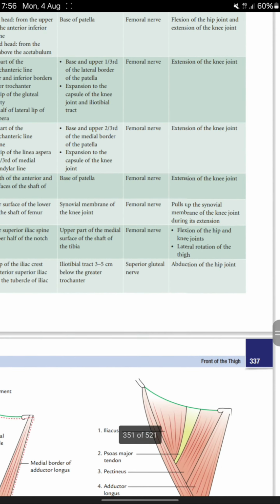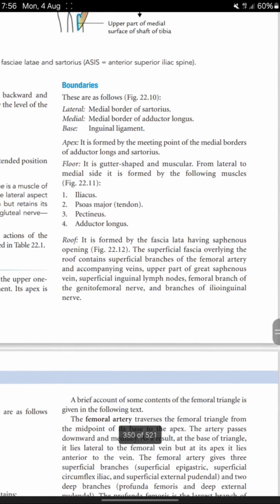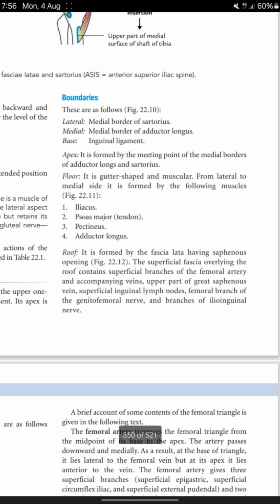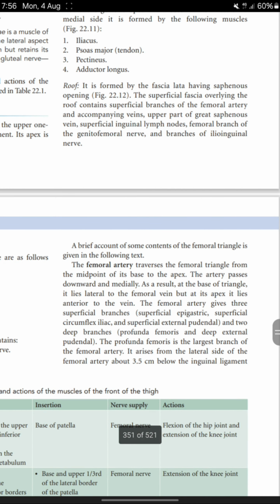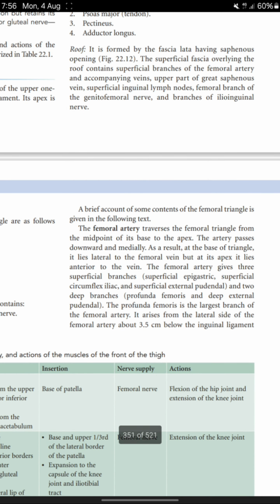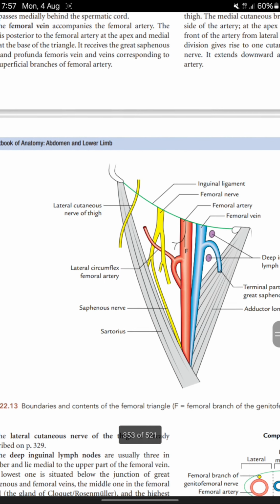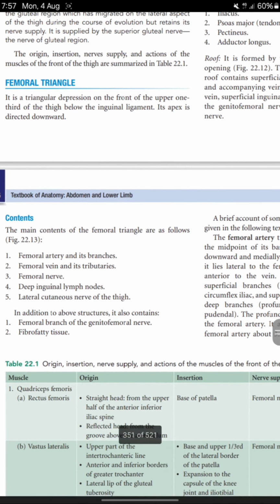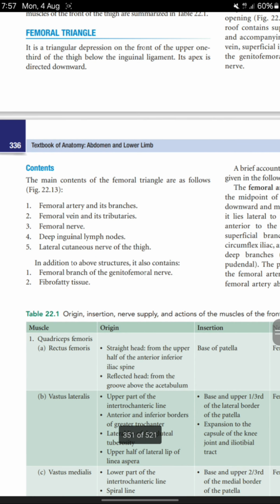Now talking about the contents of the femoral triangle. Sorry, I have left the roof. The roof is formed by fascia lata, which has the saphenous opening also, and it also has superficial nerves and arteries. Now talking about the contents of the femoral triangle. Femoral artery, femoral vein, femoral nerve: all three are contents of the femoral triangle. Then deep inguinal lymph nodes and lateral cutaneous nerve.